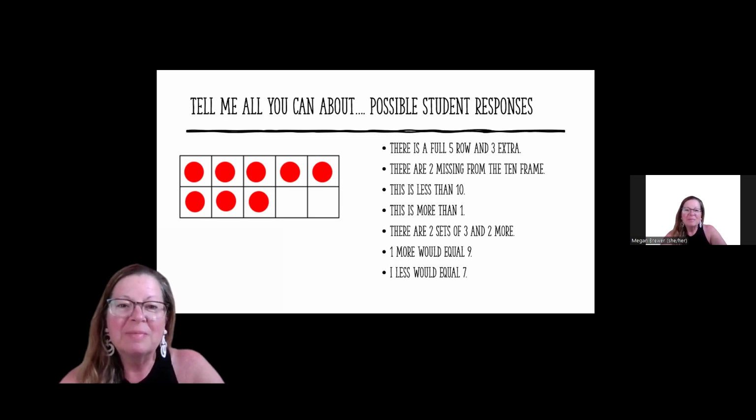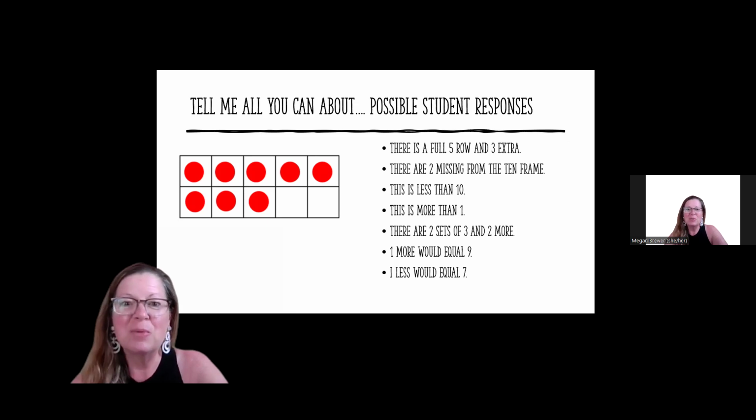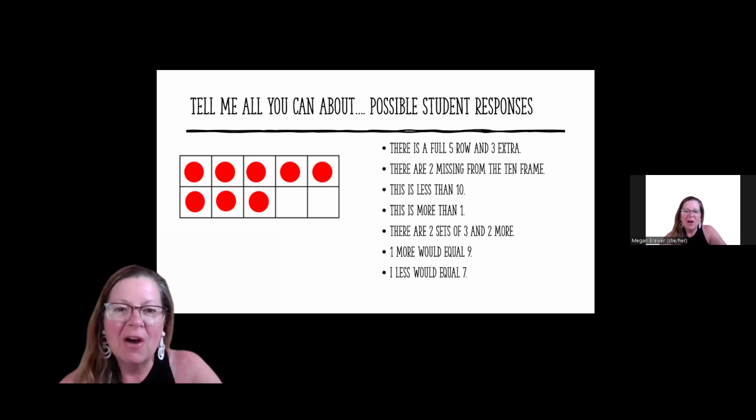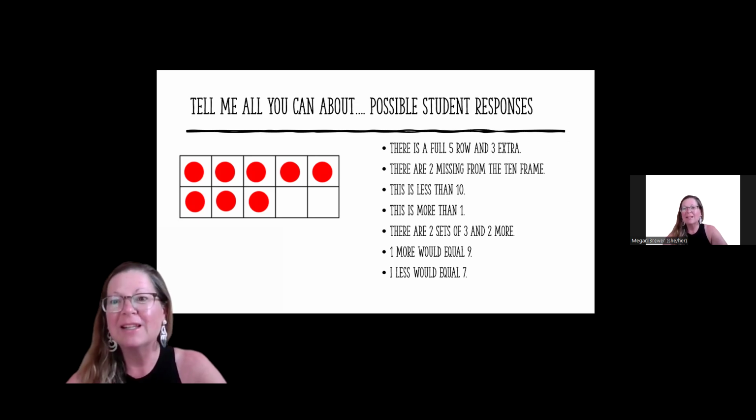There is more than 1. There are 2 sets of 3 and 2 more. Do you see those 2 sets of 3? It looks like the 6 pips on a dice and then the 2 extra. 1 more would equal 9. 1 less would equal 7. Notice none of those statements says there are 8 dots, because again, tell me all you can is really a math routine about going beyond what the answer is. So students kind of have to get used to that idea. It's a different idea, but it tells us so much about their thinking.